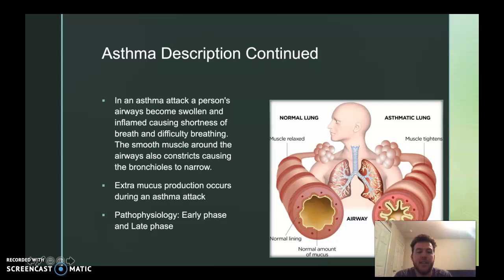Moving on to the late phase, this usually occurs a couple hours after the early phase, and when this occurs, basophils, neutrophils, helper cells, and T cells all localize to the lungs and cause further inflammation and constriction, as seen in this picture.